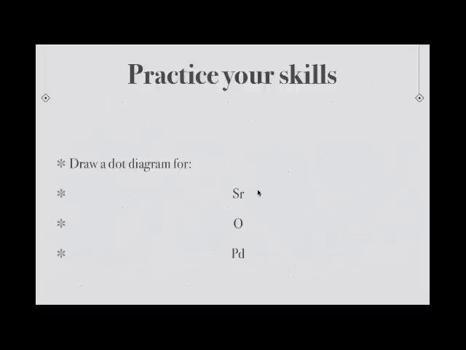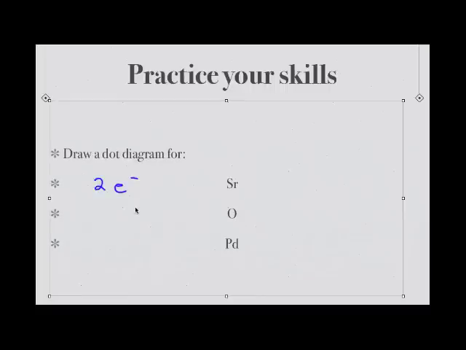Take a minute and pause your podcast here. Draw a dot diagram for strontium, oxygen, and palladium. Strontium has 2 valence electrons. Oxygen has 4. Nope. Oxygen, 6. Silly. Oxygen has 6.